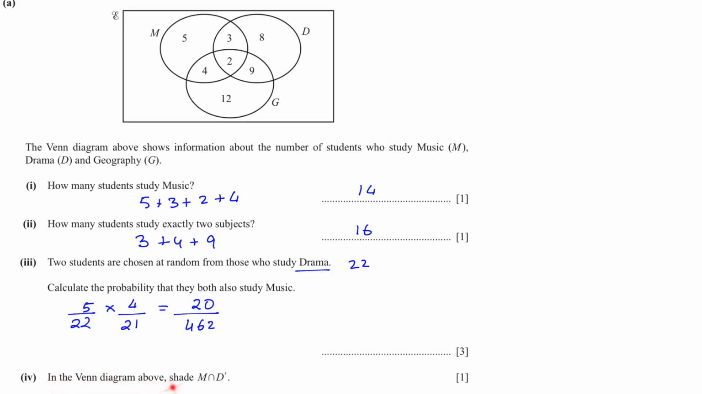In the Venn diagram above, shade M intersection D complement. D complement, think of it as not D. So M, what is common in M and in not D. That is the part we have to shade. You can also think of it as M intersection not D means the only M part, which is this one, without the intersection.